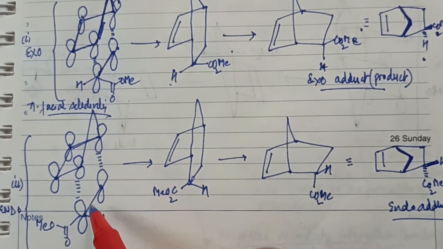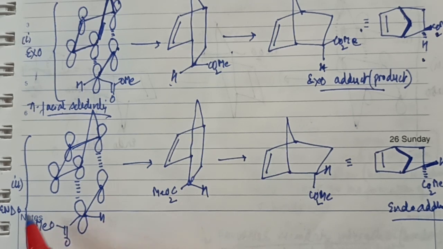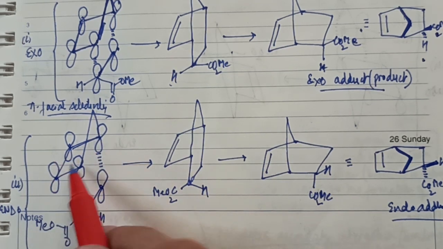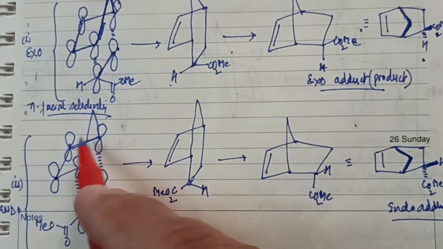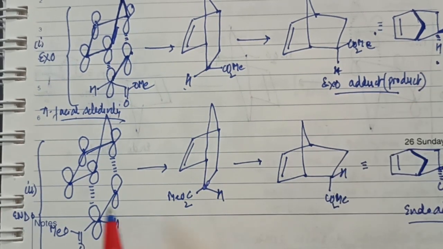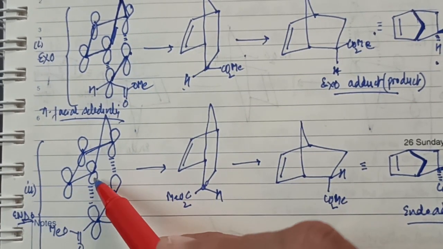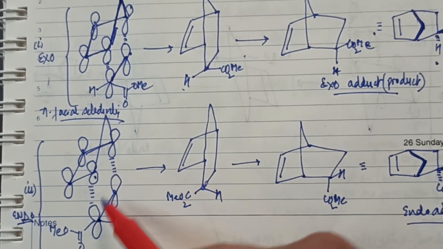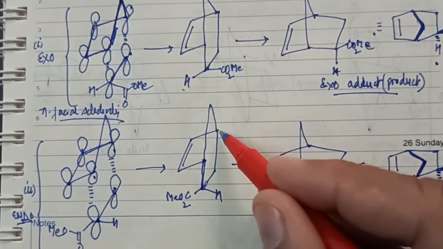It approaches from the lower side because the methylene bridge is towards the upper side, but the carboxymethyl substituent is towards the diene side. If this substituent is towards the diene, we call this approach the endo approach. And if it is an endo approach, again, there will be a sigma bond formation between this and this lobe, and between this and this lobe. This sigma bond and this sigma bond are formed.